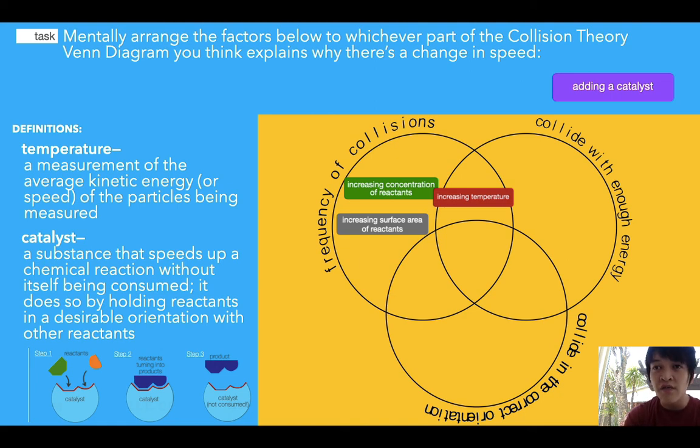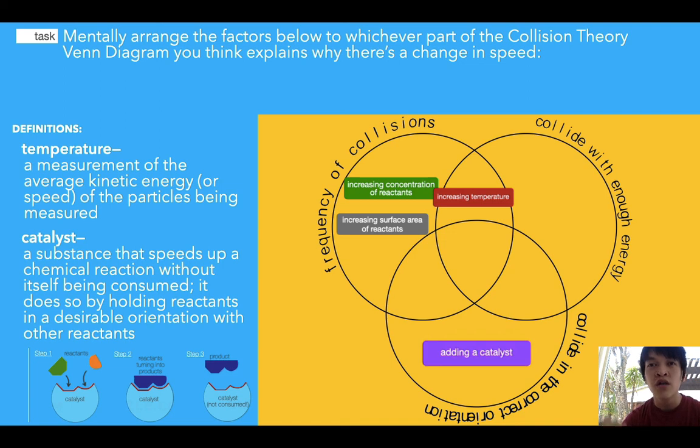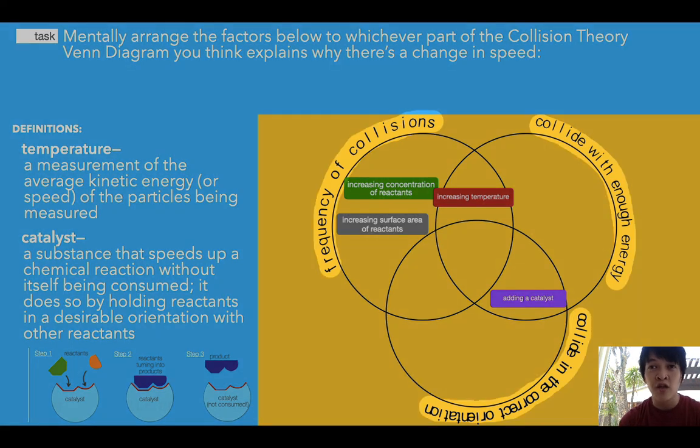Okay, for our last factor, adding a catalyst, if you just look at the definition of a catalyst again and peek at the diagram of how a catalyst works, you should easily explain that a catalyst will speed up a reaction by increasing the amount of collisions that have the correct orientation. One note about this though, you can also argue that a catalyst also makes it so that the collision has enough energy. So we can also place it right here if you wanted to. And there you have it. These are the parts of the collision theory that explain why these various factors increase the speed of chemical reactions.